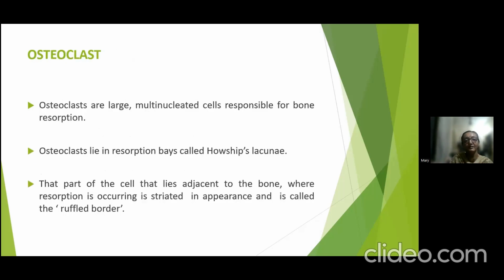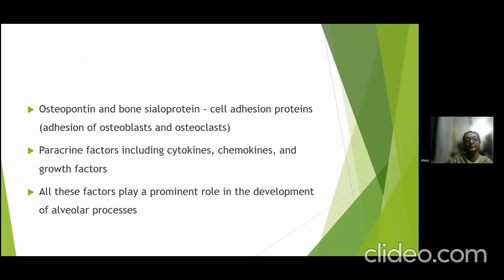Now coming to osteoclasts. Osteoclasts are large multinucleated cells, and they are mainly responsible for bone resorption. These osteoclasts also lie in resorption bays called Howship's lacunae. One characteristic feature is that, at the time of resorption, they occur with a ruffled border, and this ruffled border is known to secrete certain enzymes which help in the osteoclastic activity. Then the osteopontin and bone sialoprotein which are produced are also known as cell adhesion proteins, because they help in adhesion of these cells.